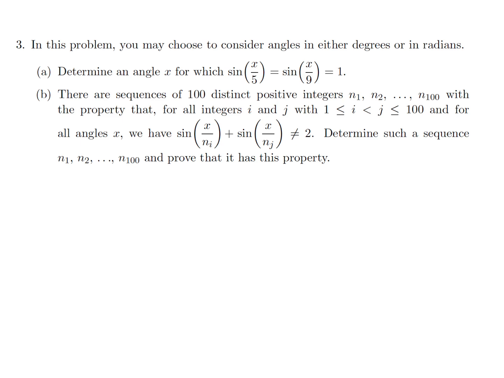In this problem, you may choose to consider angles in either degrees or radians. Determine an angle for which sine of x over 5 equals sine of x over 9 equals 1. Sine of x over 5 is equal to the sine of x over 9 is equal to 1.